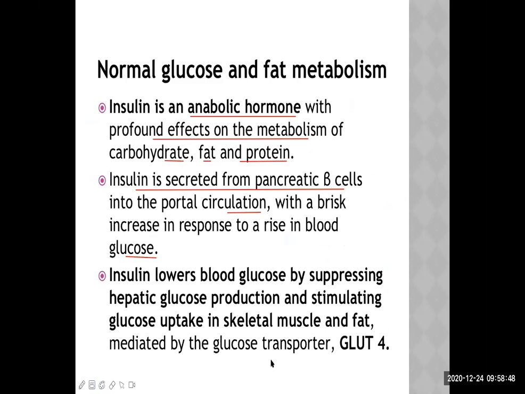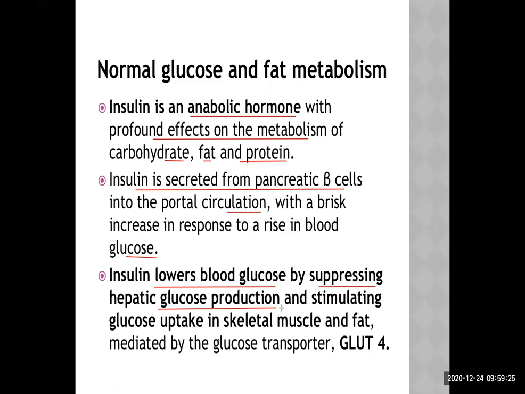Let's move on. Insulin lowers blood glucose by suppressing hepatic glucose production and stimulating glucose uptake in the skeletal muscle and the fat, mediated by the glucose transporter known as GLUT4. Now see this, you should understand this very well. Insulin lowers blood glucose by suppressing hepatic glucose production. Now there are two ways of hepatic glucose production. What are those two ways?